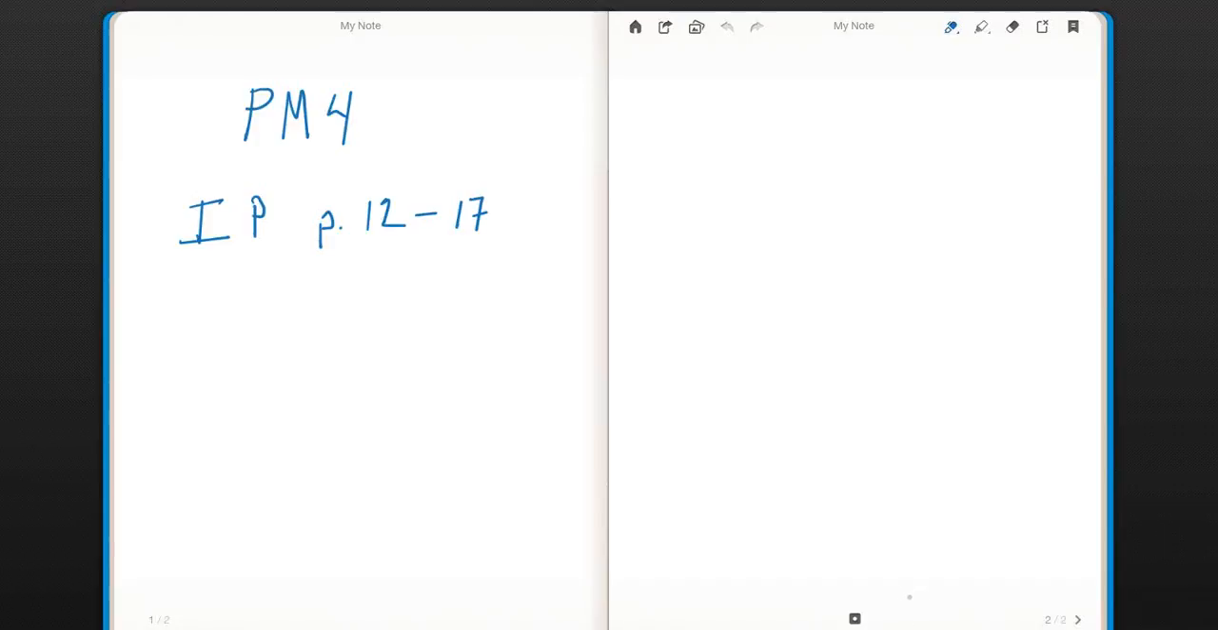This recording is for Primary Math 4, working in the intensive practice book at the word problems between pages 12 and 17. Number 1, we're trying to solve some riddles.